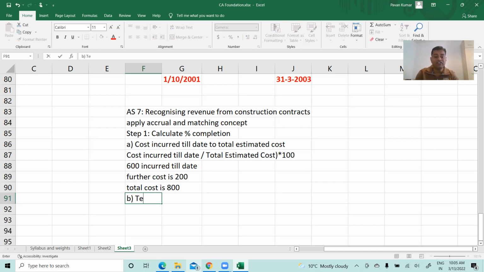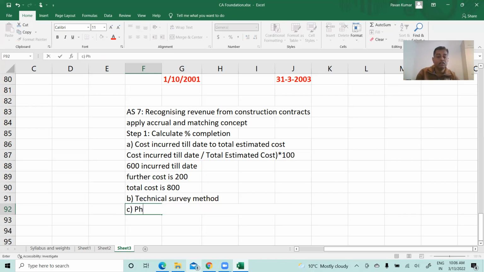B, technical survey. You'll call a technician, a person who has expert knowledge in construction contracts, like an engineer or architect. Like in costing, you do work certified, work uncertified. So that work certified is given by an expert. You call one expert and ask him to please check and tell what percentage is completed. He did a lot of calculations, and then finally he said 68% complete. So you will take 68%. That is method B.